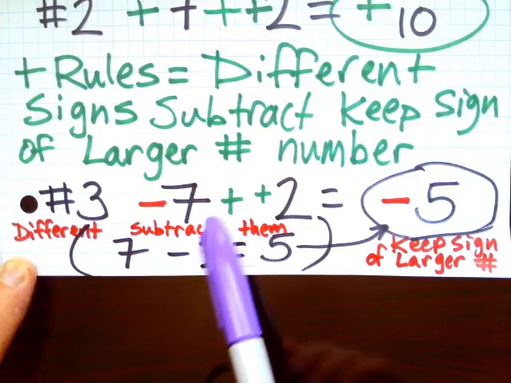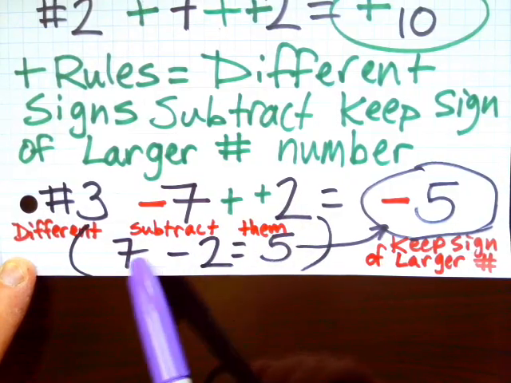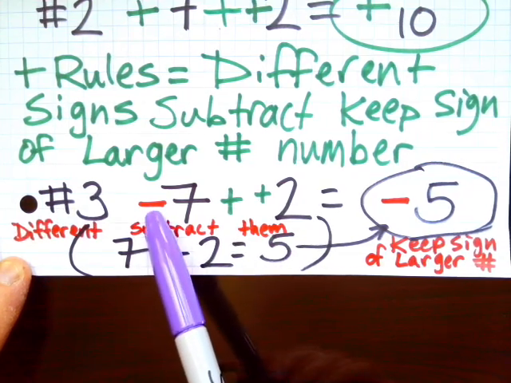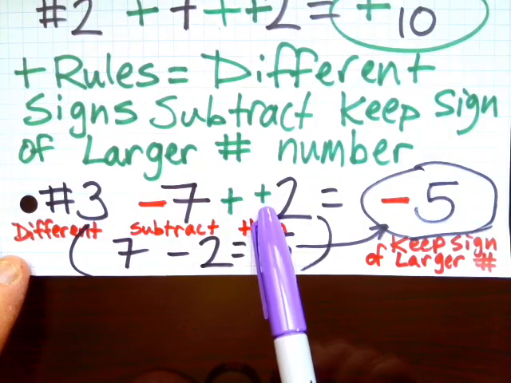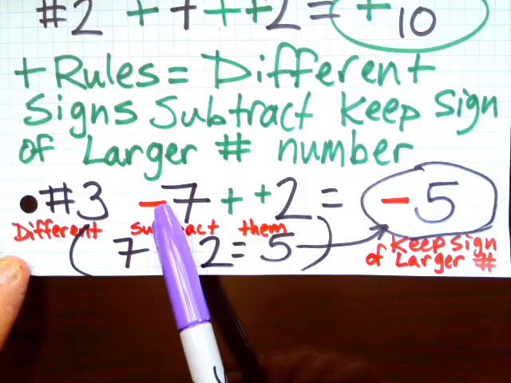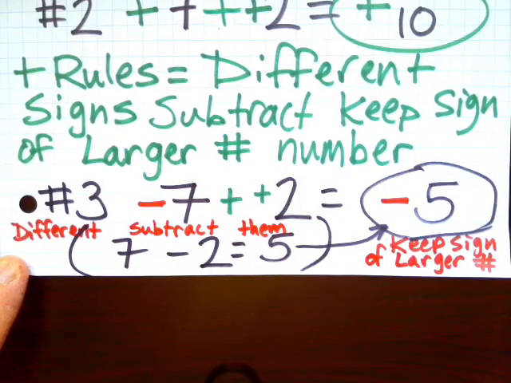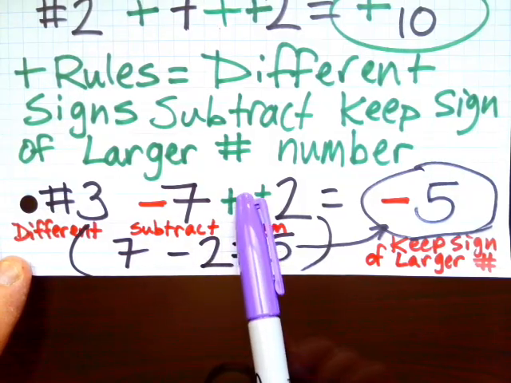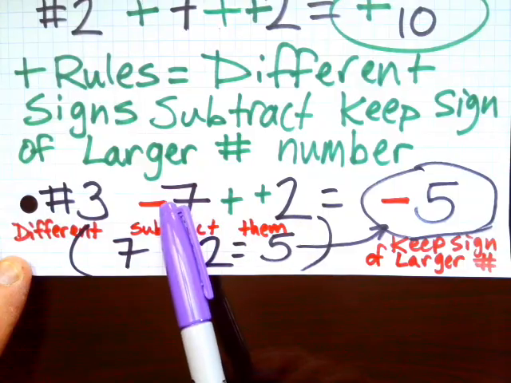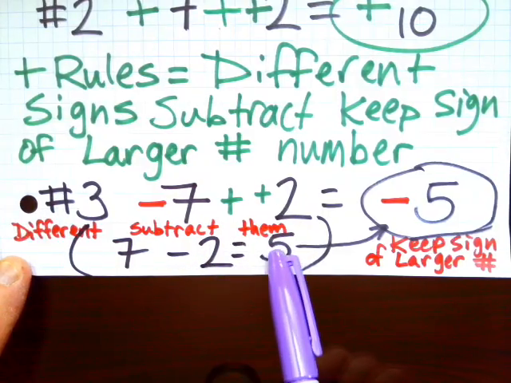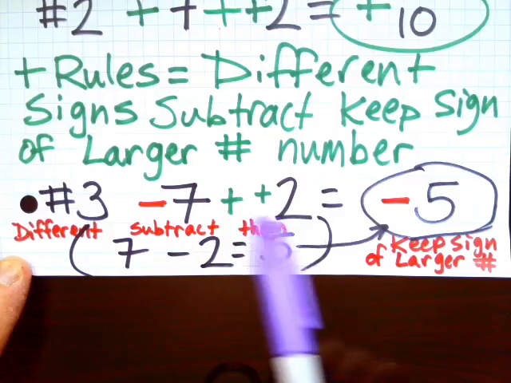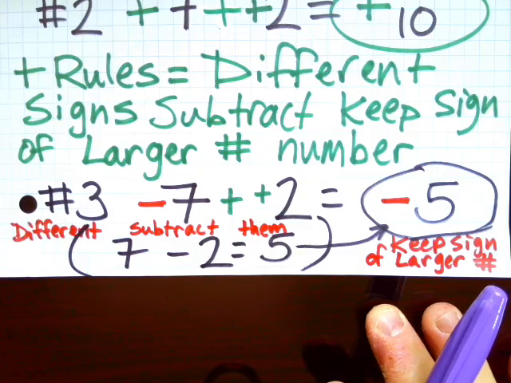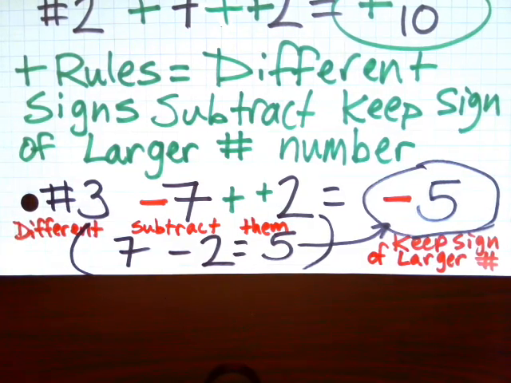So 7 minus 2. I know 7 minus 2 is 5. What do I have more of? Do I have more negatives or do I have more positives? I only have 2 positives and I have 7 negatives. My answer is going to stay negative. So again, the second rule for adding is if they're different signs, you subtract and keep the sign of the larger. I have more negatives. That answer, 7 minus 2, is a -5. -7 plus a +2 is a -5.